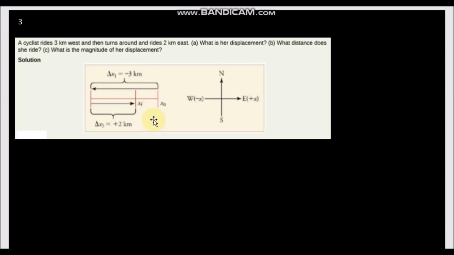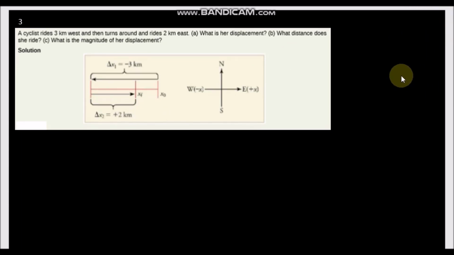So in this case, what we will do now, let's see. The cyclist moves 3 kilometers west toward this direction, and then returns back to the east 2 kilometers. Then A, you are asked what is the displacement.